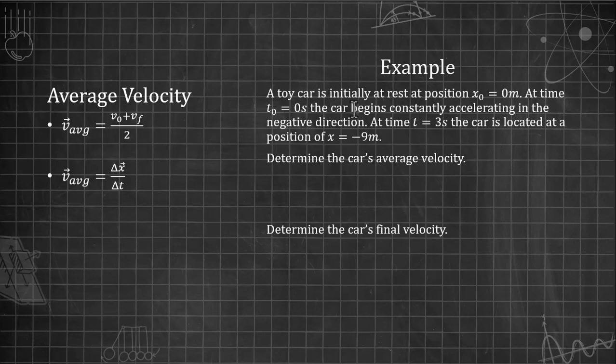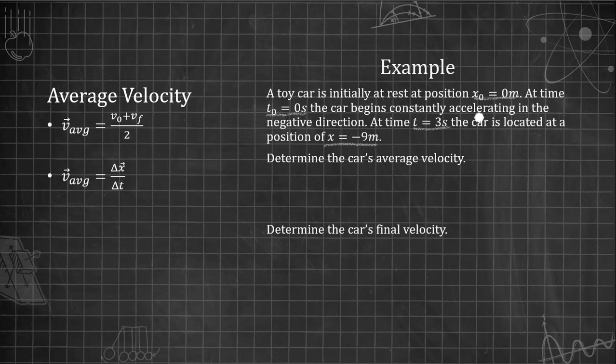So let's say we have this toy car. It's initially at some starting position, and it begins constantly accelerating in the negative direction. So we're accelerating in the negative direction. So at time t equals 3, the car is located at this position x equals -9, whereas at the initial time we're located at the origin.